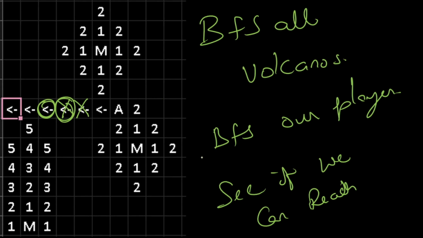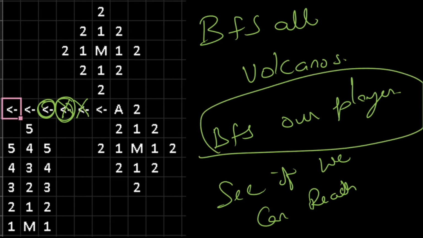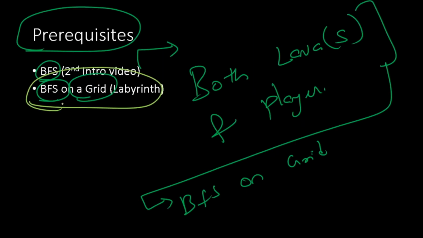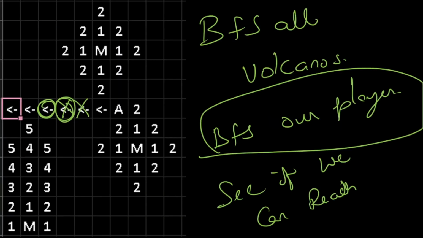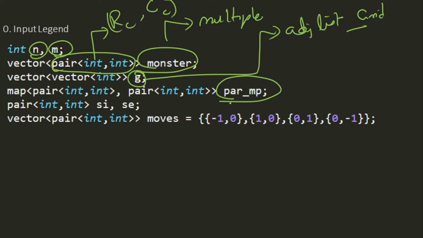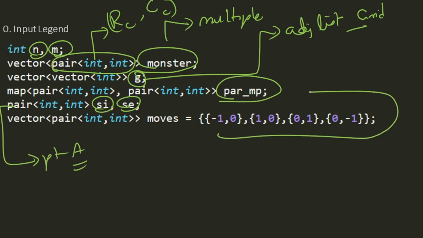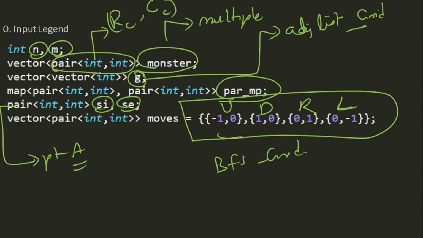Go ahead and watch the BFS on the grid problem, if you don't understand the concept of parent and mapping them. So we are mapping a parent. This is our point A, our starting location, and this is of course the description of the moves from the BFS grid problem. This is an upward movement, a downward movement, a rightward movement, and a leftward movement. Okay.